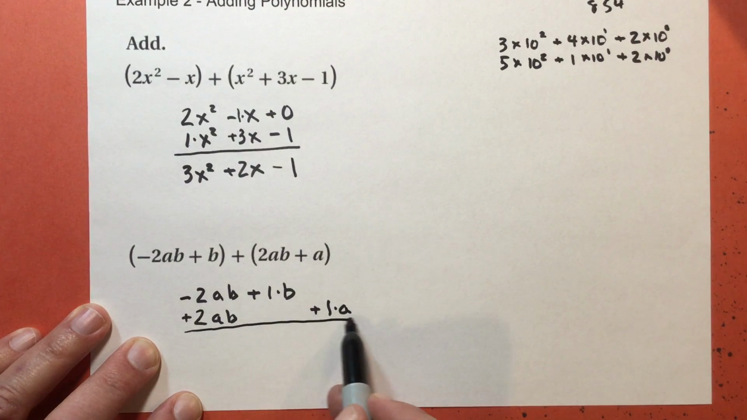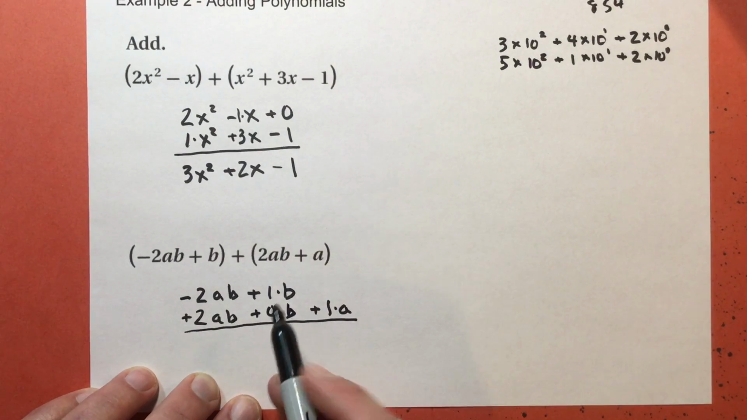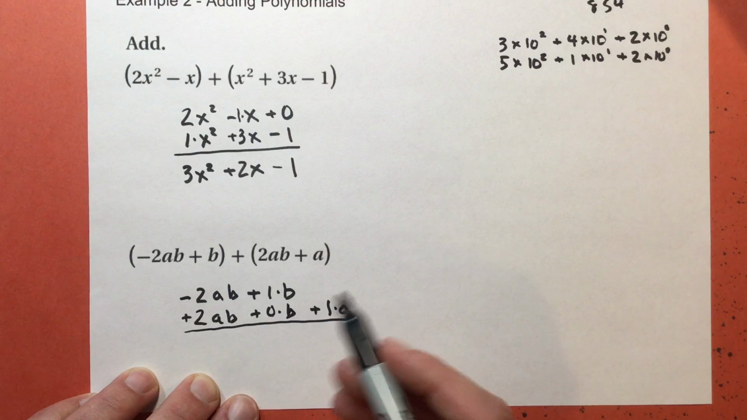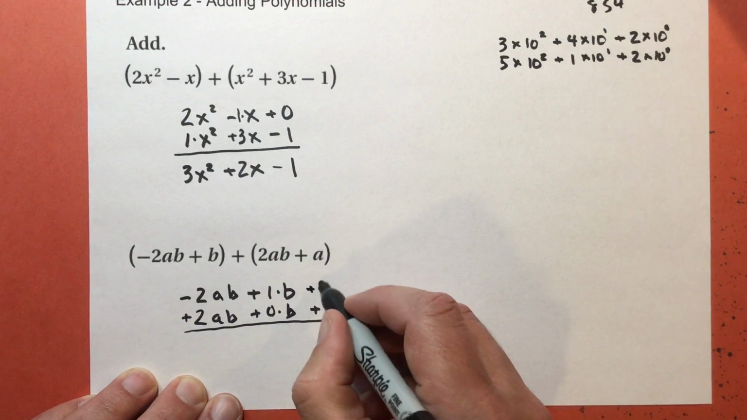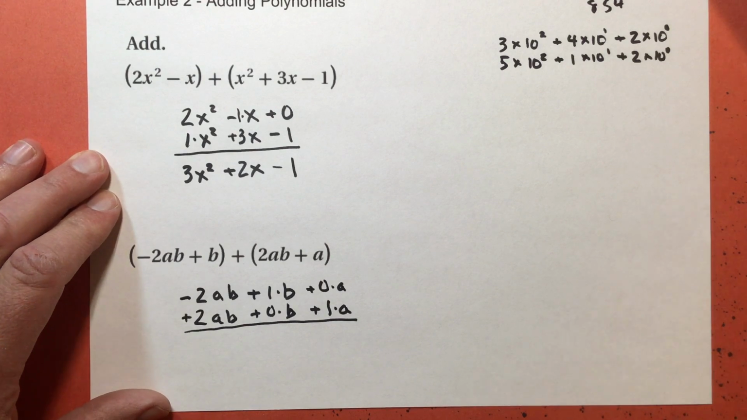Now I said a moment ago I like to show the zeros. So this is 0 times b because there's no b's in the second one. And this is 0 times a because there's no a's there. Now if you just leave it blank like I had it before I wrote the 0b, 0a, that's fine too, because just remember that it is 0.